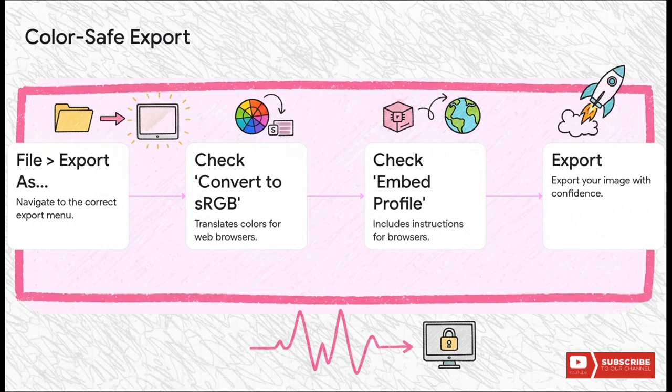And, well, it usually guesses wrong. Luckily, the solution is built right into your export process. You just have to remember to use Export As, and look for these two absolutely crucial checkboxes. Convert to sRGB translates your image into that universal language of the web, and then Embed Color Profile packs the instructions with the file, telling every browser exactly how to display those colors. Check both of those, and believe me, your color headaches are over.